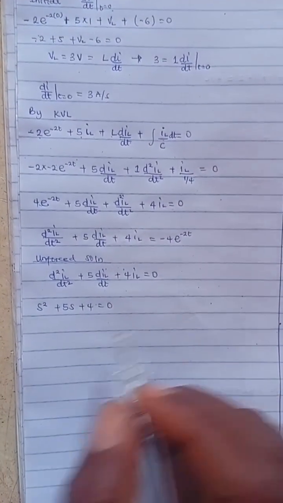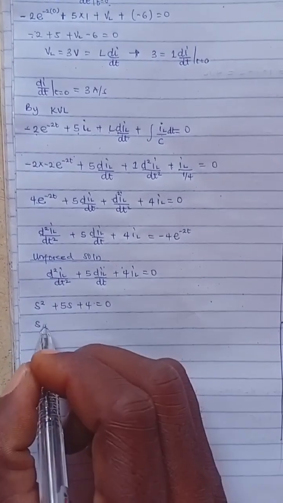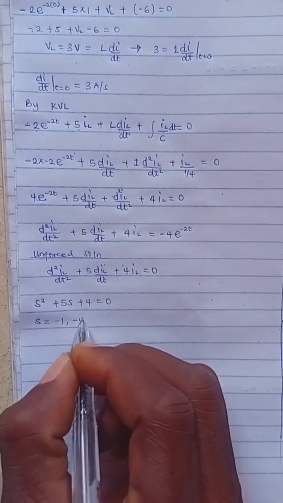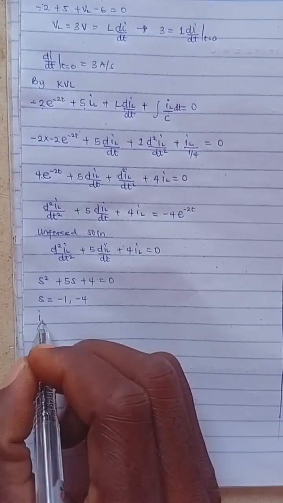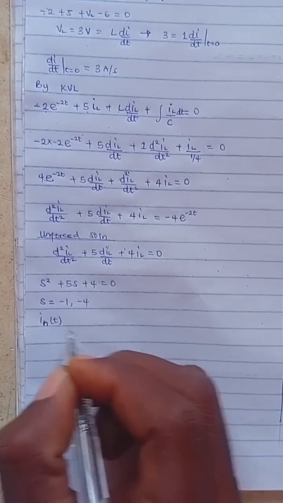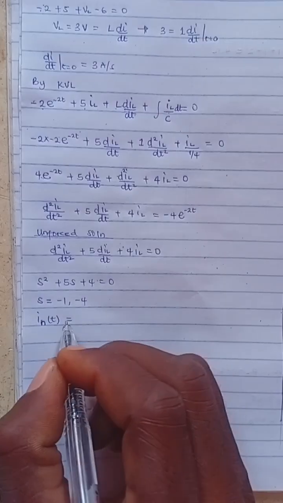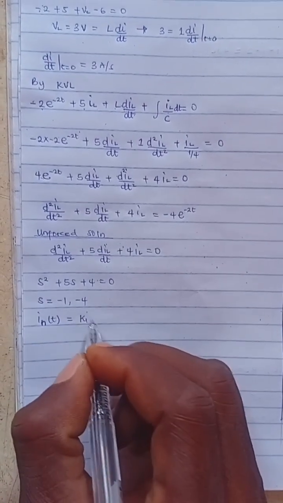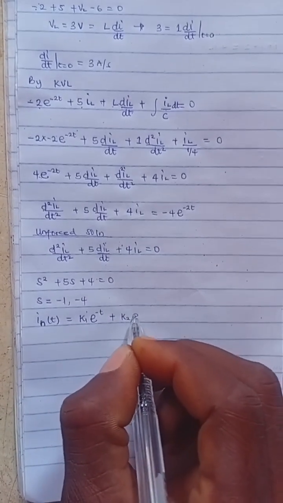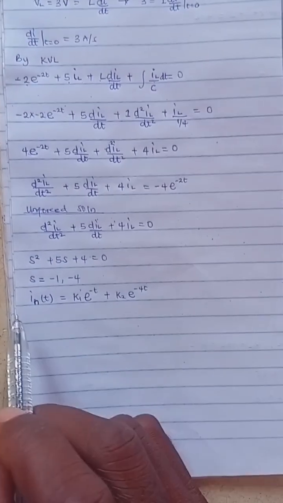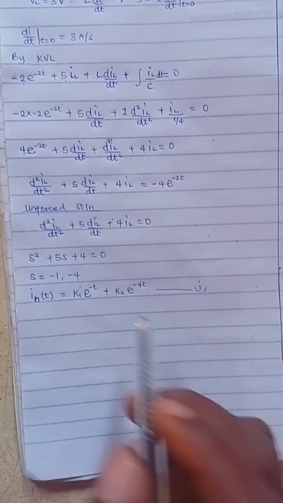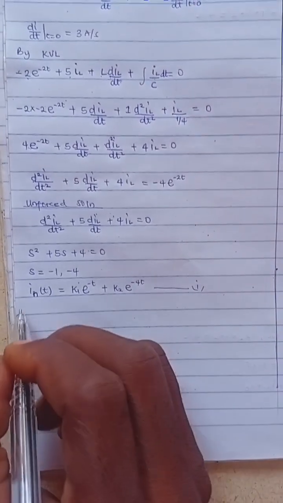So if this is the case, how do you get x? This is a quadratic equation. I trust you can all solve this. If you solve this quadratic equation, you end up with x equal to minus 1 and minus 4. So our unforced solution, usually regarded as I natural, is going to give you a constant k1 exponential minus t, that's minus 1t, then plus k2 exponential minus 4t. So this is our unforced or natural solution to this differential equation, where k1 and k2 are arbitrary constants.